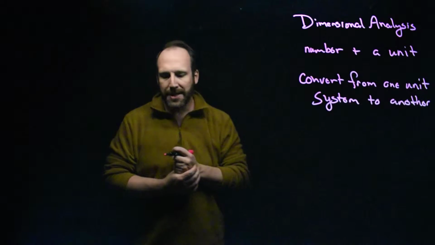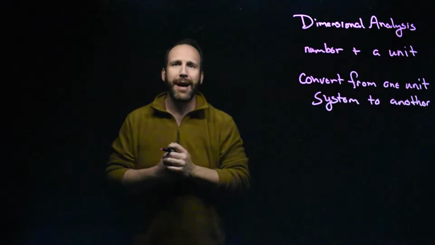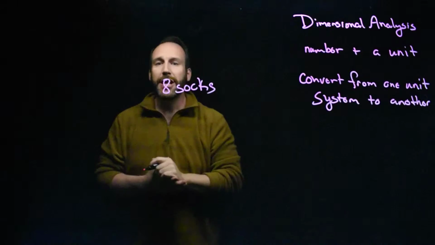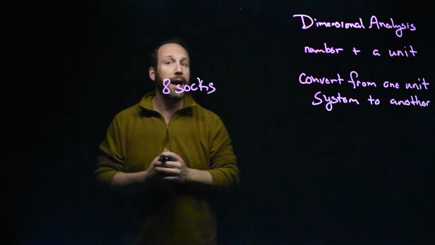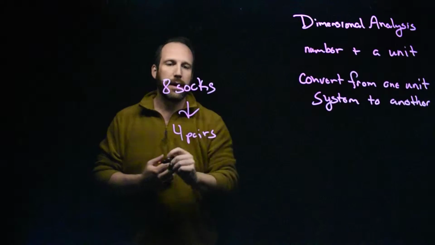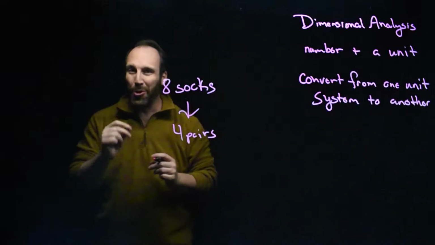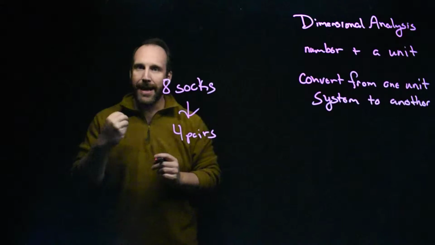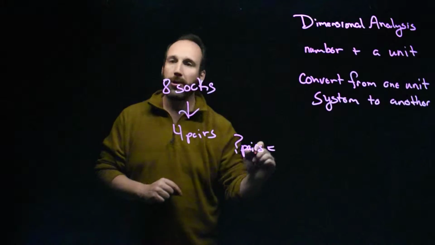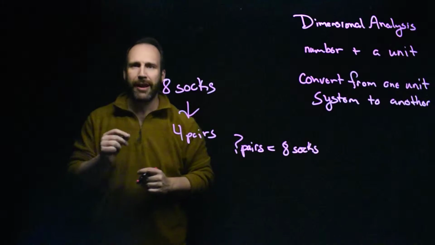So a good example of that is if I told you that I went to the dryer to get my clothes out and I found 8 socks. Could you tell me how many pairs of socks I had? Well, yeah, you probably could do that pretty easily. You could say that there are 4 pairs of socks. Well, how did you get there? You actually did dimensional analysis in your head, okay? You asked a question. You asked, how many pairs are there in 8 socks?